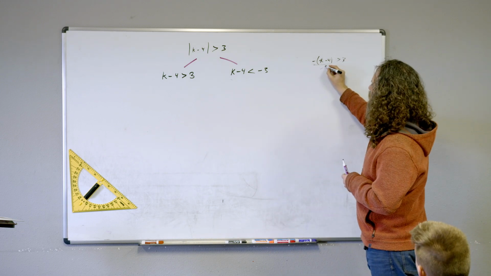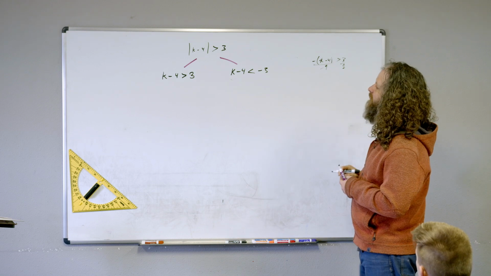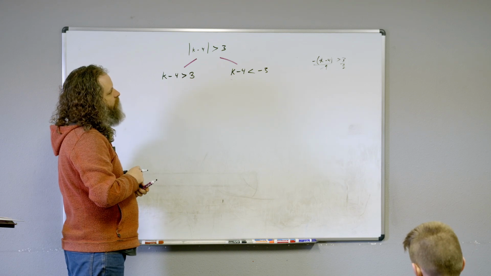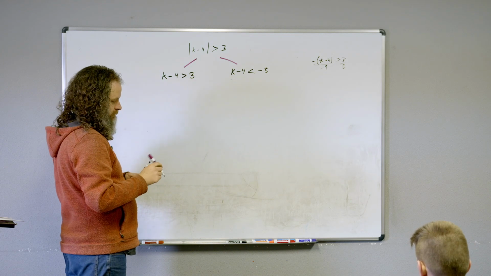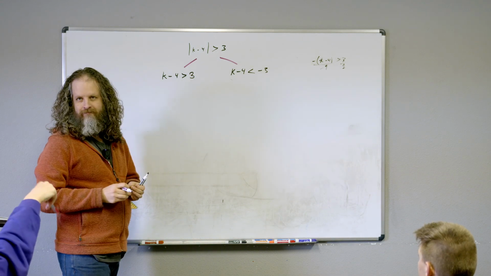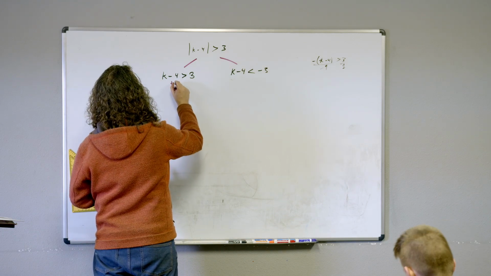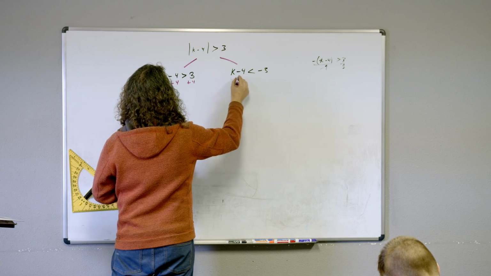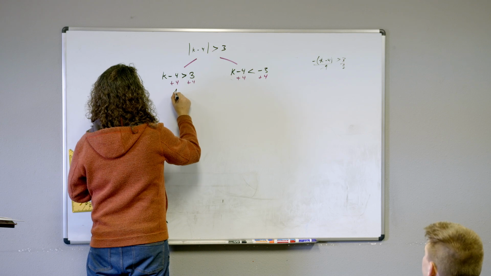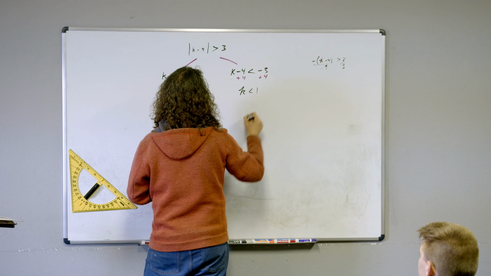When we divide both sides by negative 1, what happens to the inequality? Flips. We actually changed them to equals in class. But. Now what? Add 4, right? Okay, it's greater than 7. K is less than 1.